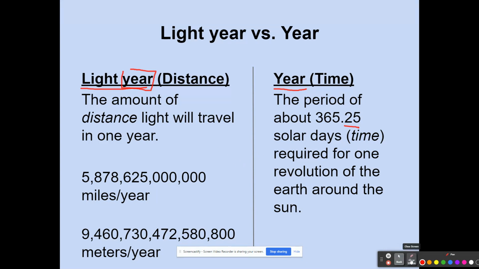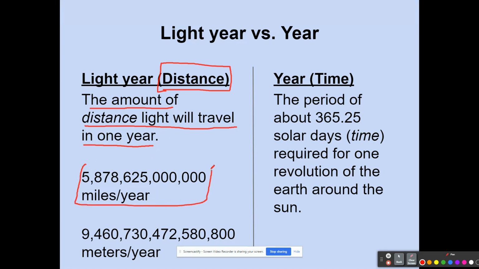Now, light year is a little bit different. Light year is talking about distance, not time. The time would always be a year, but it's the amount of distance that's important. So a light year is the amount of distance light will travel in 1 year. It's a lot. This is millions, billions, trillions, right? That's about roughly 6 trillion miles a year. That's far, can't deny. I also put it down here in metric for you.